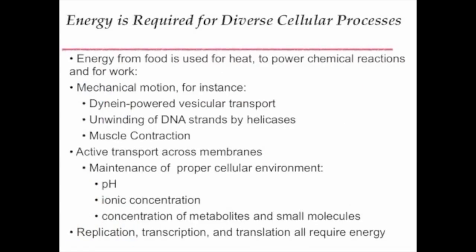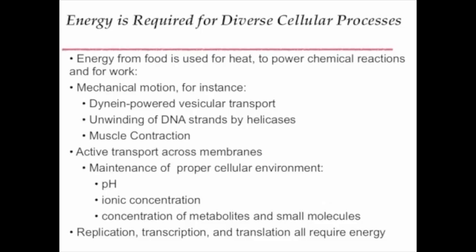Energy from food is used for heat, to power chemical reactions, and also to do work. Some of this work is mechanical motion. For instance, dynein-powered vesicular transport. This is getting vesicles from one place to another on a highway of microtubules in the cell. It's also necessary for unwinding DNA strands by enzymes called helicases. Mechanical motion is also muscle contraction that helps us to get from one place to another.